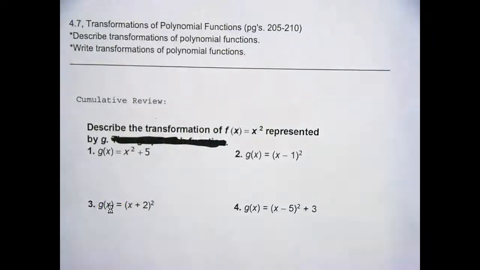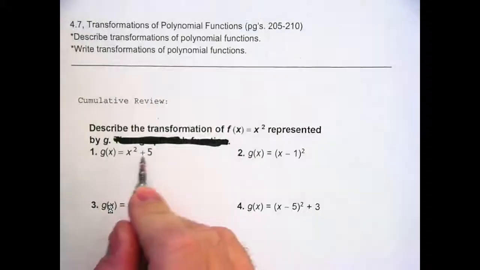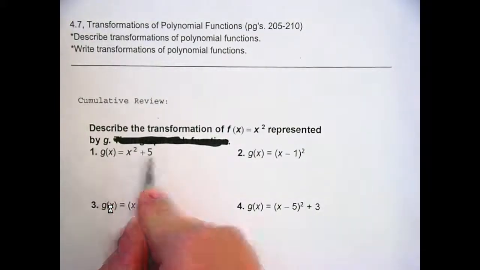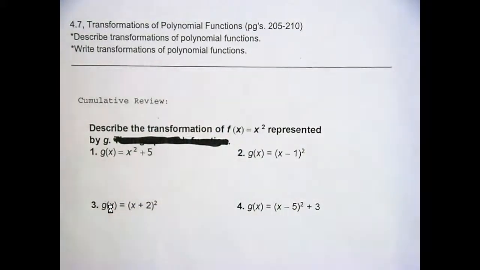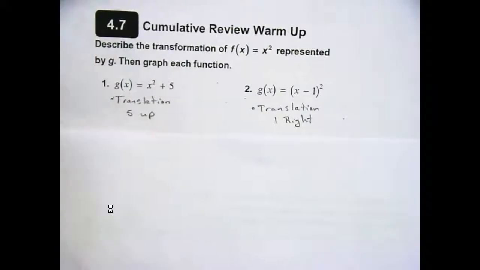Okay, so our quick warm-up today, hopefully finished up here. What happens to the graph of x squared when we add 5 to the end? Good, it shifts it up 5 units, translates 5 units up. How about the graph of x squared when we have the x minus 1? Go 1 unit to the right.